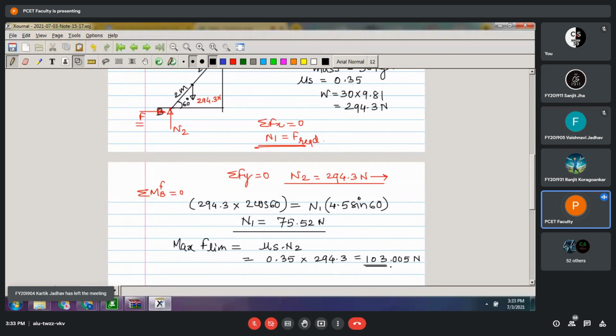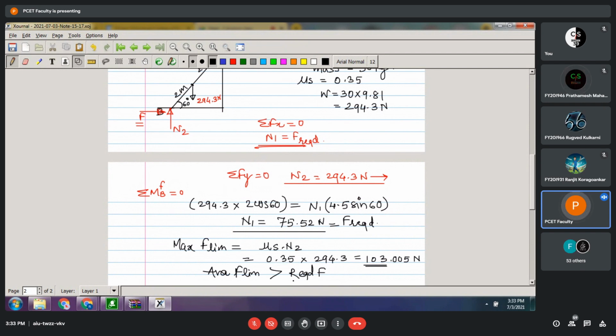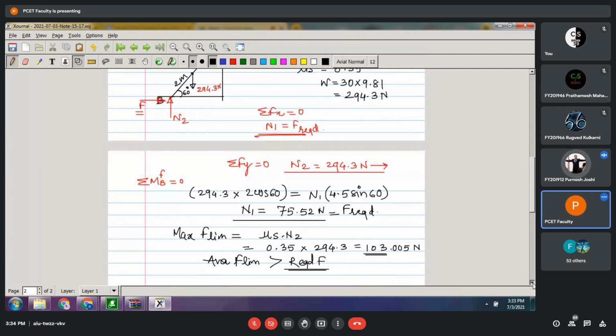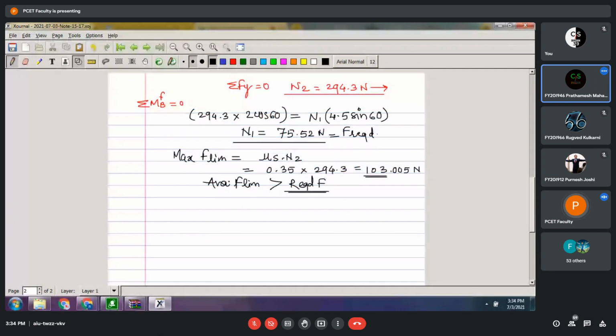Okay, yes. So now your available force, which is F limiting, is this, and this is your required frictional force. Which is more? This is your required frictional force, because you know that N1 is equal to F required, and this is your available force. So obviously your available force is greater, more as compared to your required force. So will the ladder slip? No ma'am, it will not slip.